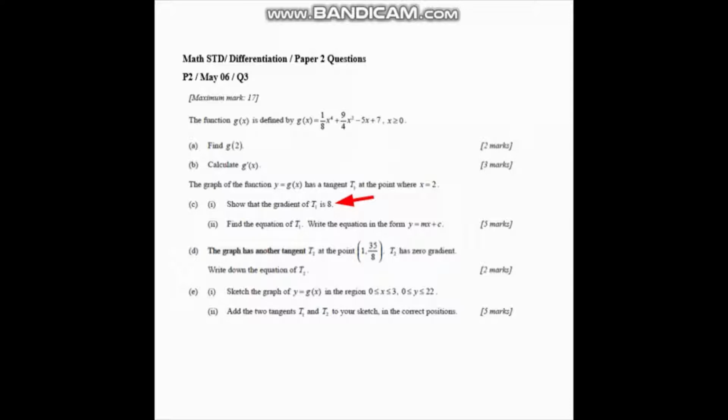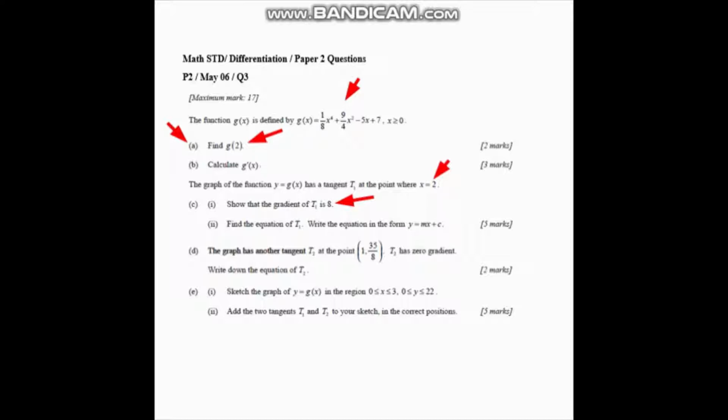And usually this is the point where the tangent intersects the curve, and we know from the question that this is the point where x equals 2. But as you know, a point has to have an x coordinate and a y coordinate. So how do we get the y coordinate? Simply by plugging the 2 into the original function to get g of 2, or the value of y when x equals 2. And luckily this value has already been obtained in question A, so we already have the y value when x equals 2.